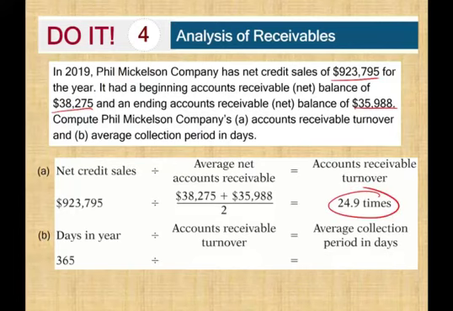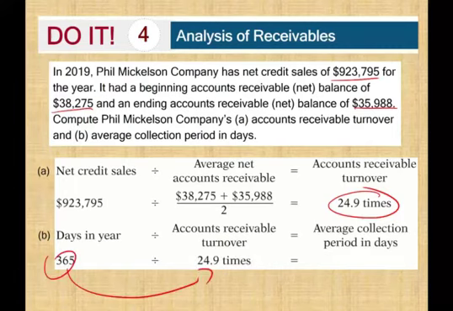Cisco is 7.2. Now, every time you compute a ratio, remember, ratios don't make any sense unless you compare the ratio to something else. If Mickelson and Cisco are competitive companies, obviously Mickelson is doing a better job because they're collecting the receivable way, way faster. To be more specific, in terms of days, if we take 365 divided by 24.9, which is the accounts receivable turnover, Phil collects their receivable every 15 days. So every 2 weeks they collect the receivable, and they sell again every 2 weeks. So they should have more cash on hand than Cisco because they're getting their money much, much faster.